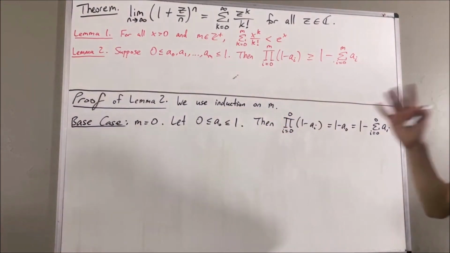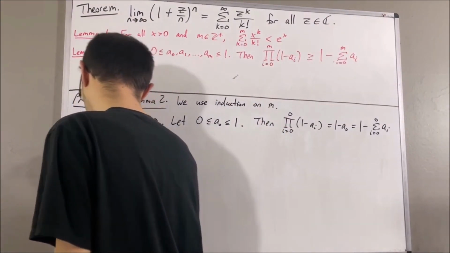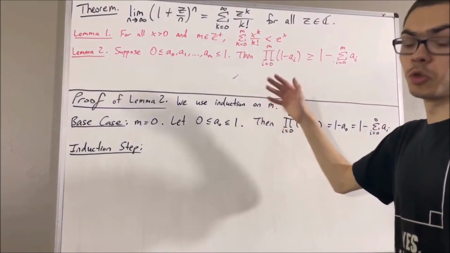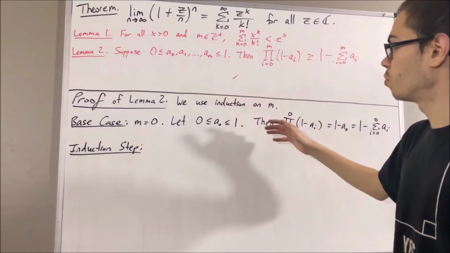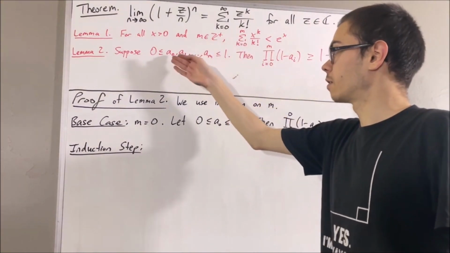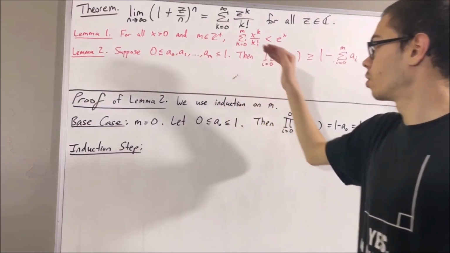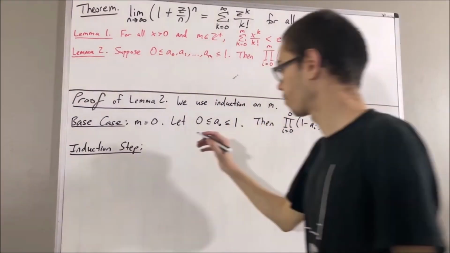Now let's move on to the induction step. In the induction step, we give ourselves an arbitrary integer m greater than or equal to 0. And we assume for any list of numbers from a0 to am, all between 0 and 1, we have that this inequality is true.